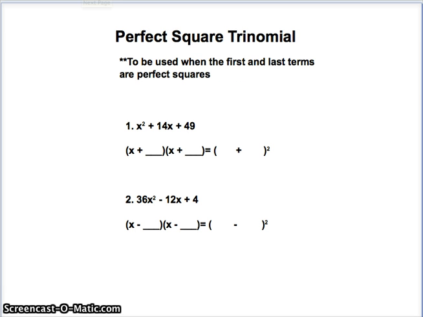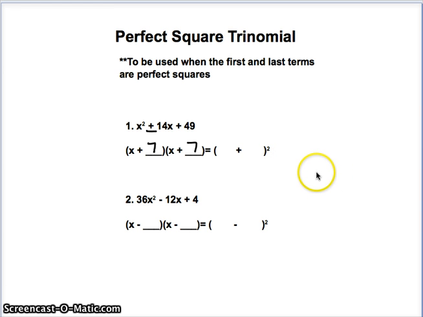The last method for today is the perfect squared trinomial. And the perfect squared trinomial method can be used when the first and the last term are both perfect squares. So, for example, question number 1, my first term is x squared, my last term is 49. The square root of x squared is x, the square root of 49 is 7. Perfect, I'm set up for the perfect squared trinomial. All I need to do is keep the sign of the middle term and put the square root of the last term in my box.